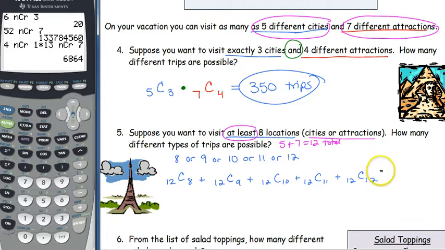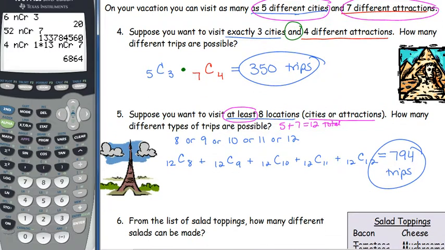Alright, after you've entered those in, you should have found that there were 794 total trips possible if you're going to do at least 8 locations. Okay, we're almost done.